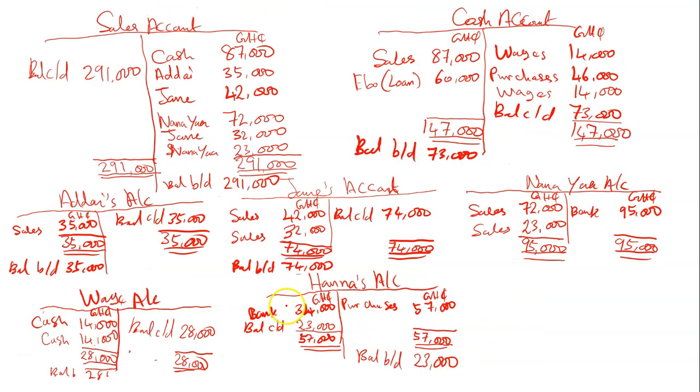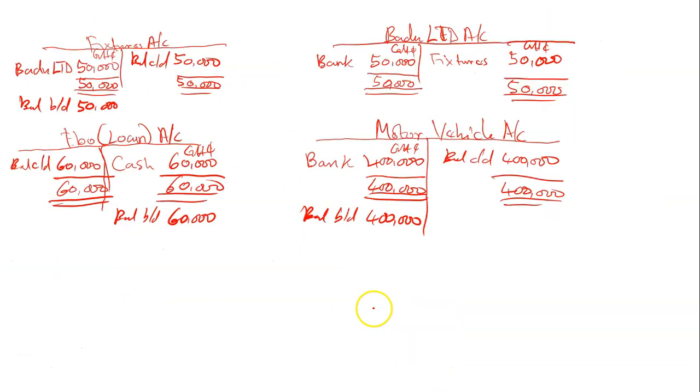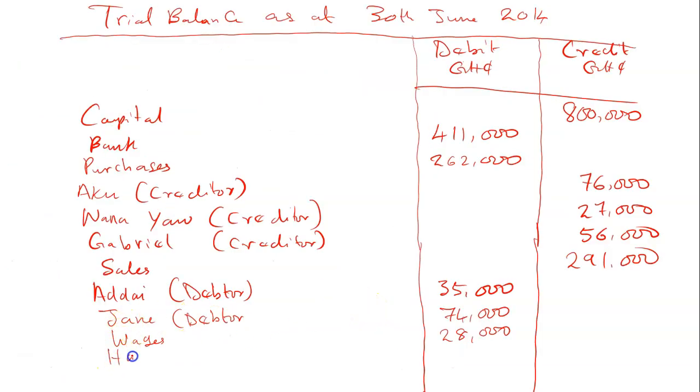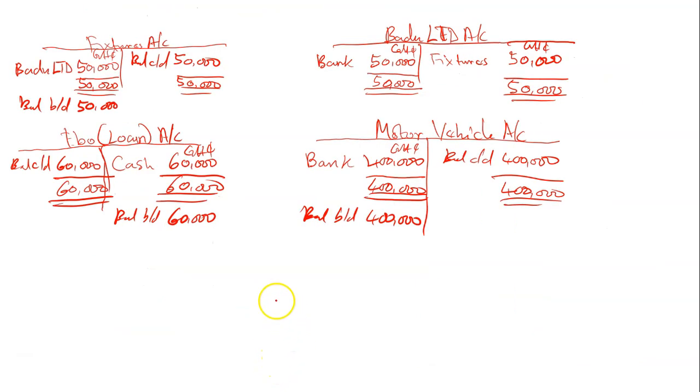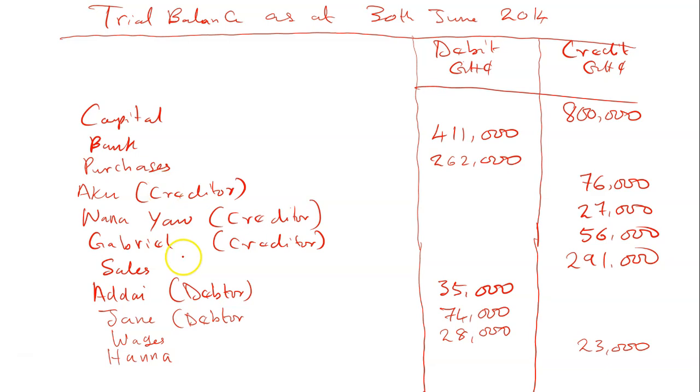Then the next, Hannah. Hannah has a credit balance of 23,000. Hannah was also a what? Creditor, right? So 23,000 Ghana cedis. Hannah, credit balance of 23,000 Ghana cedis. Then the next one is Fixtures. Fixtures has a debit balance of 50,000 Ghana cedis. So we record it. Fixtures, 50,000 Ghana cedis. We don't have enough space, so let's continue on the next page.